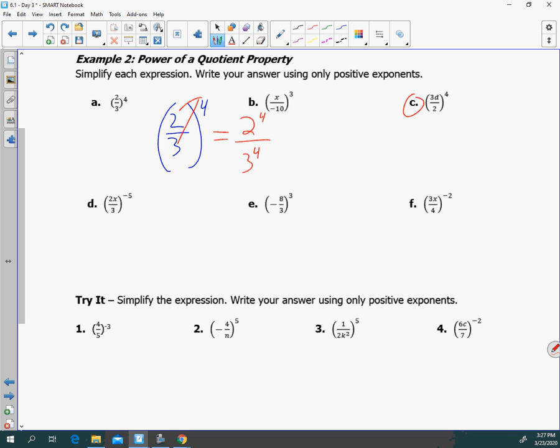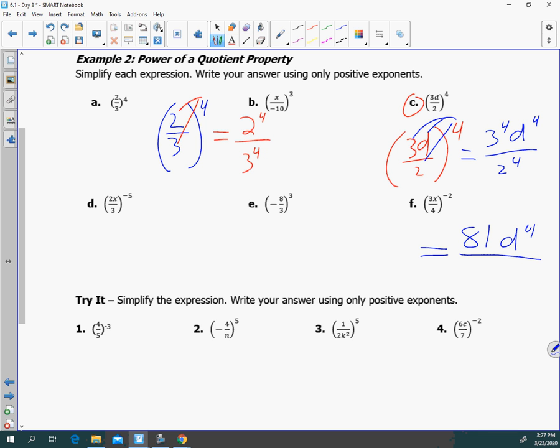If you move on to number C, it's just that 4th, so that one's 3d over 2 all to the 4th power. That goes there, and there. It just goes to each and every piece. So we get 3 to the 4th, d to the 4th, all over 2 to the 4th. Okay? I would simplify those numbers all down, so for example, 3 to the 4th is 81. I'll just write my answer right here. 81, d to the 4th.